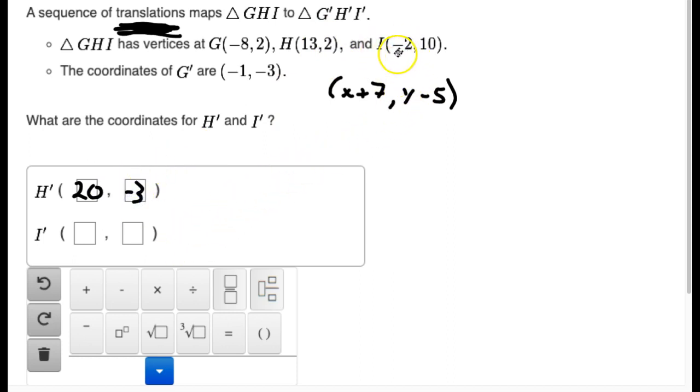Do the same thing for I, x plus 7. So if I was at -2, I would add -2 plus 7 and get 5. And 10 minus 5 would get me 5. And we could plot those points on Desmos to make sure that they make sense. But the best way to do that is to write the rule and then use the rule to find the new points.